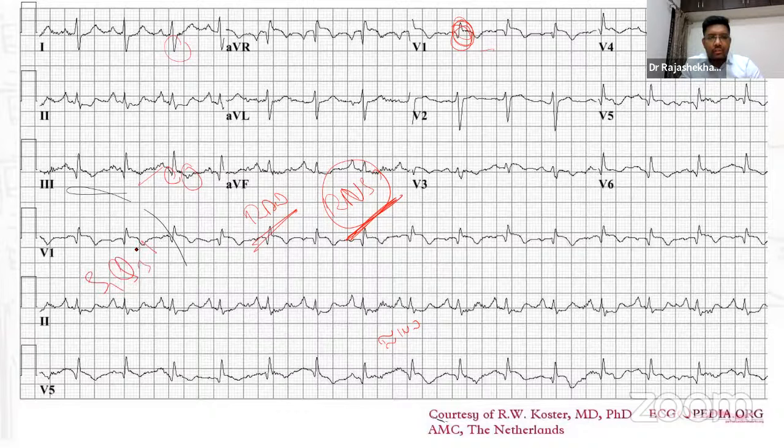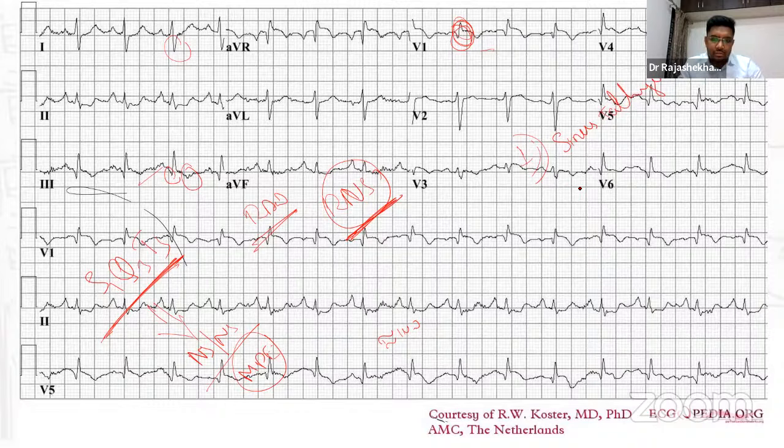So everybody might have learned this S1, Q3, T3 by now. A very famous sign among all the medicine PGs and the UGs who are interested in ECG. It's a non-specific and non-sensitive feature of massive pulmonary embolism. So the ECG signs in pulmonary embolism are very, very important. What is the most common sign? The most common sign is sinus tachycardia. This is the only true thing. S1, Q3, T3 is not the most specific sign.